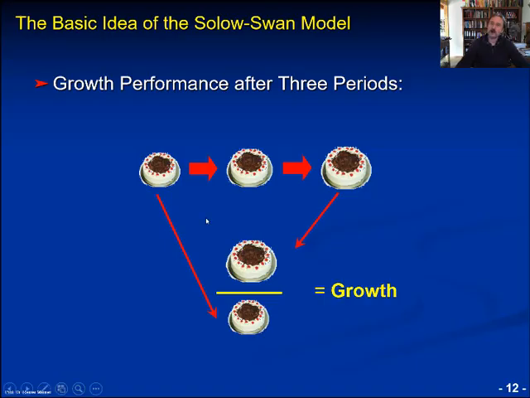If you compare now the initial size of the GDP cake with the final size we have reached in period 3, the difference of these sizes is real GDP growth. That is a quite simple way to demonstrate the mechanics of the Solow-Swan model based on our circular flow model.